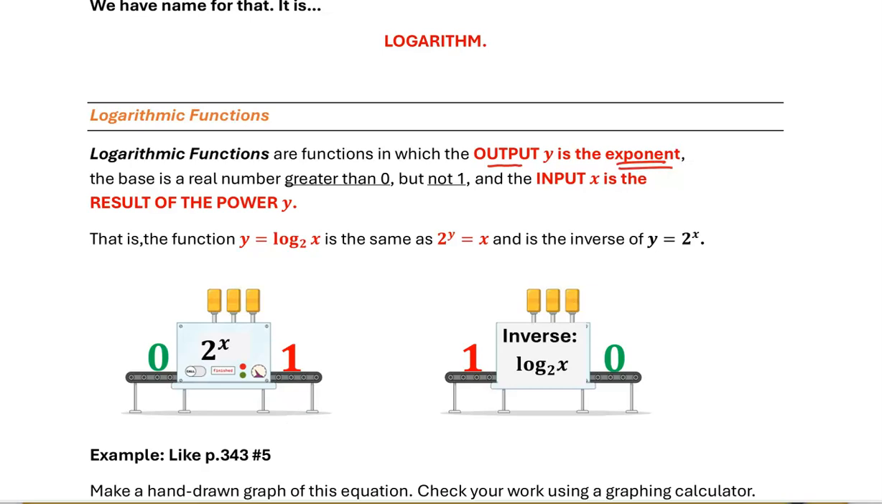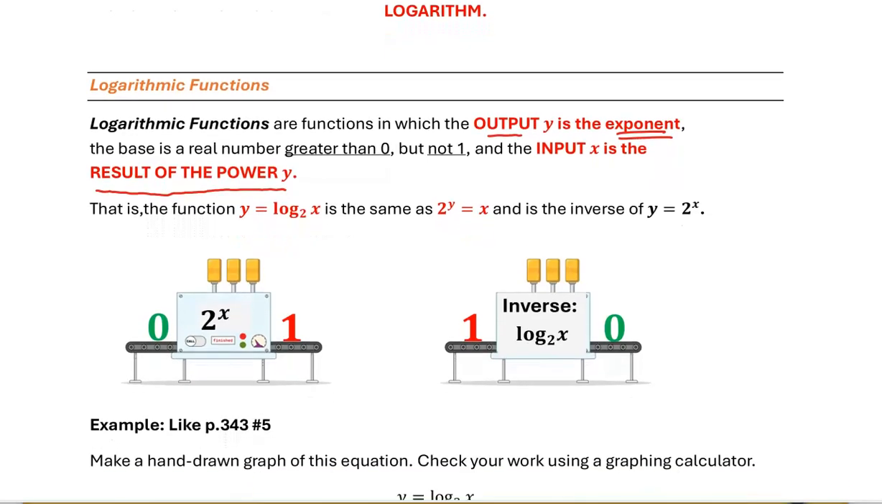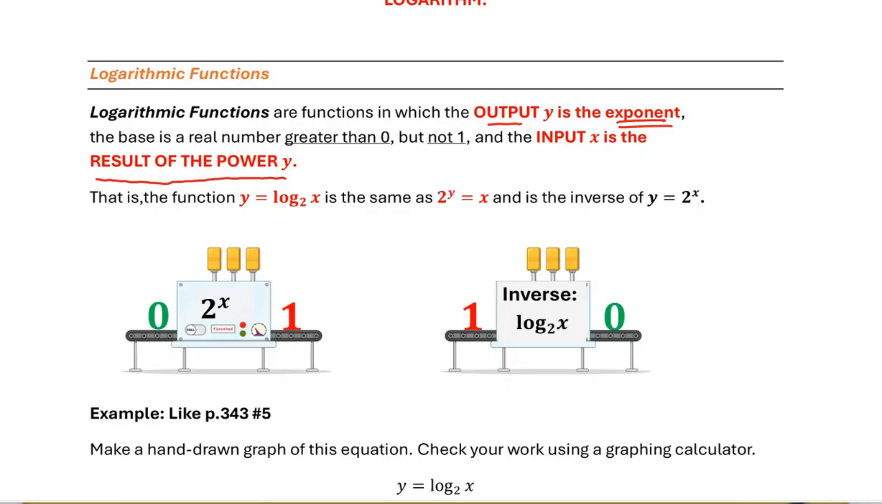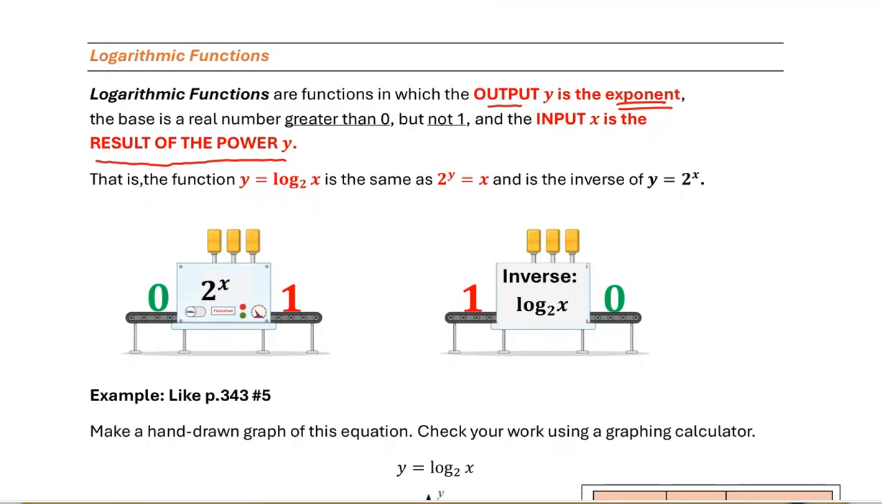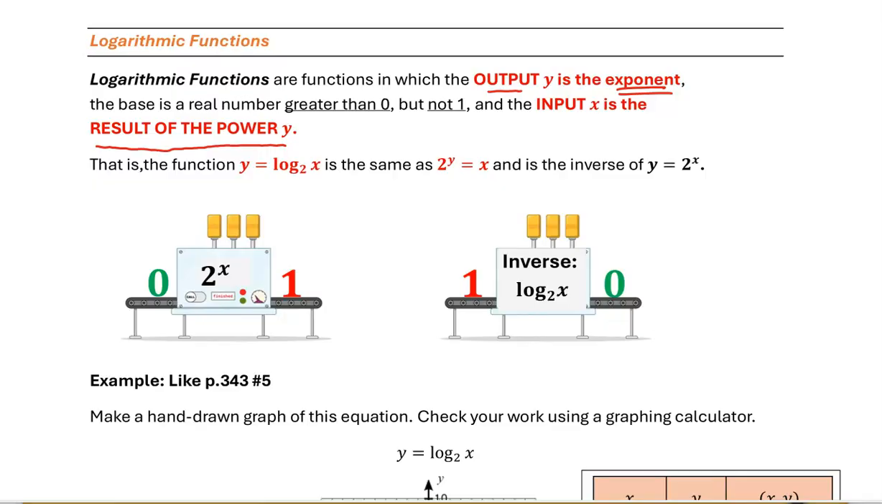Okay, the output is the exponent. The input is the resulting power, the result of the power of y, right? Just like we did when we set up that table. I was using y as the exponent, and x was the result of that power. Okay, so that's what a logarithm function does.